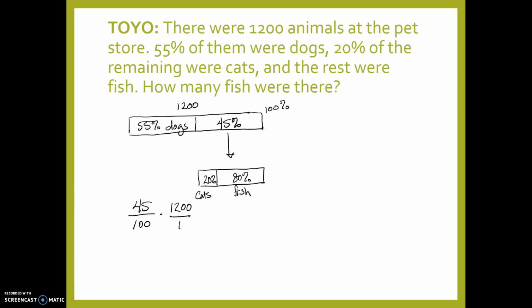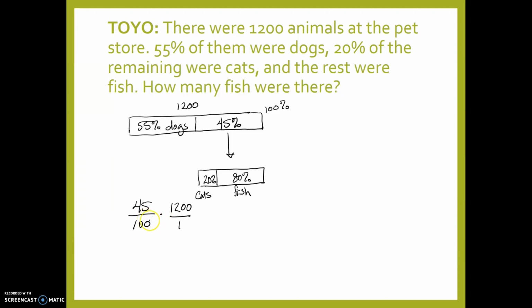Okay, I went ahead and set this one up for us. So we've got 1,200 animals at the pet store. Here's my bar model modeling 1,200 pets. 55% of them were dogs, 25% of the remaining were cats, and the rest were fish. So of my original 100%, 55% are dogs, and then we have 45% of other animals. Of that 45%, 20% are cats, 80% are fish.